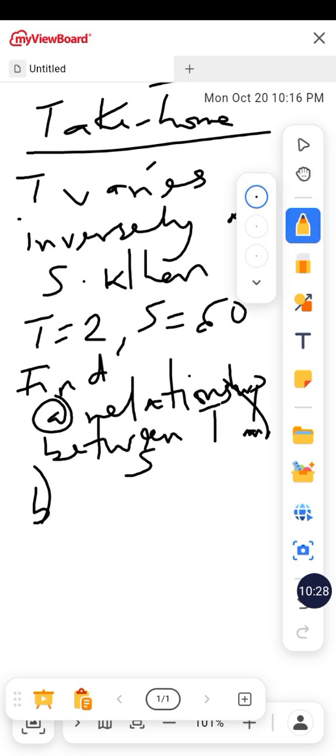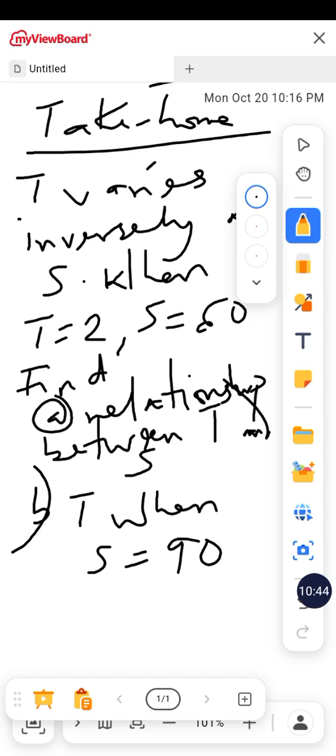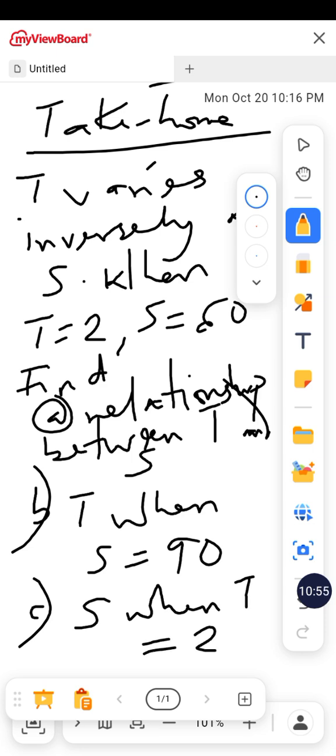And B says find T when S is 90. And question C says find S when T is 2. So try to solve it. I'll wait and anticipate your assignment and feedback.